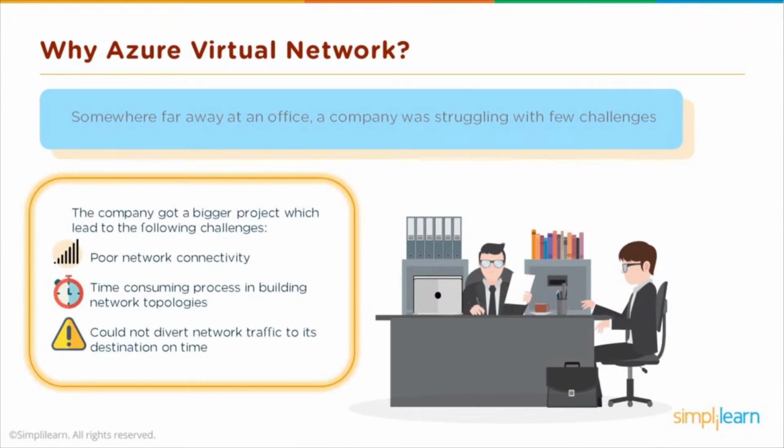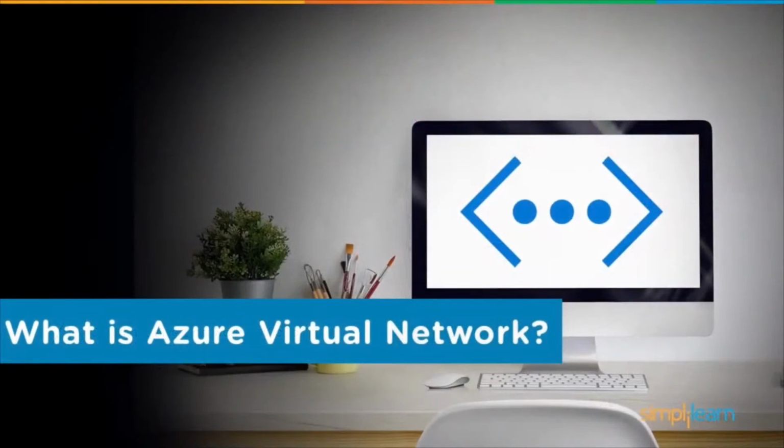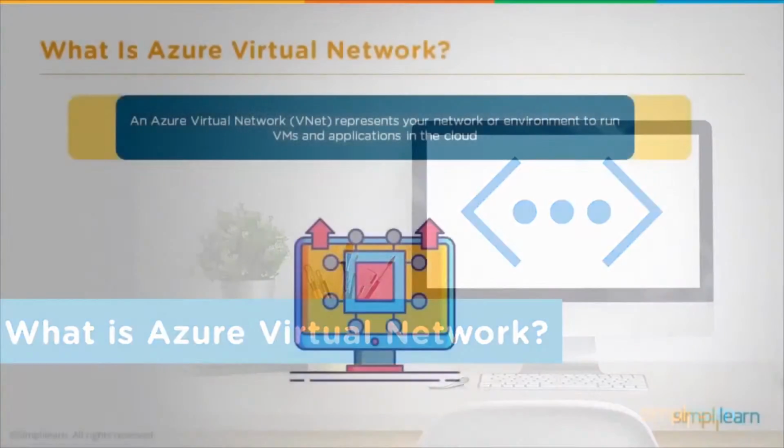The company got bigger projects, which led to the following challenges. That includes poor network connectivity, a time-consuming process in building network topologies, and not being able to divert network traffic to its destination on time. So these were a couple of challenges the company was facing. The employees thought, what could be the possible solution to these challenges? And then we require the Azure Virtual Network in that case.